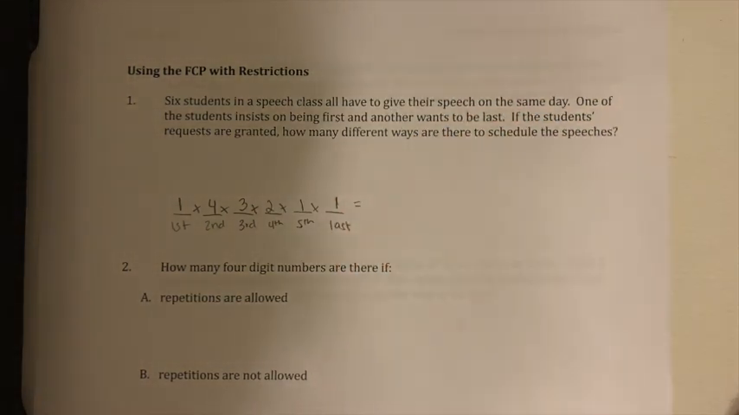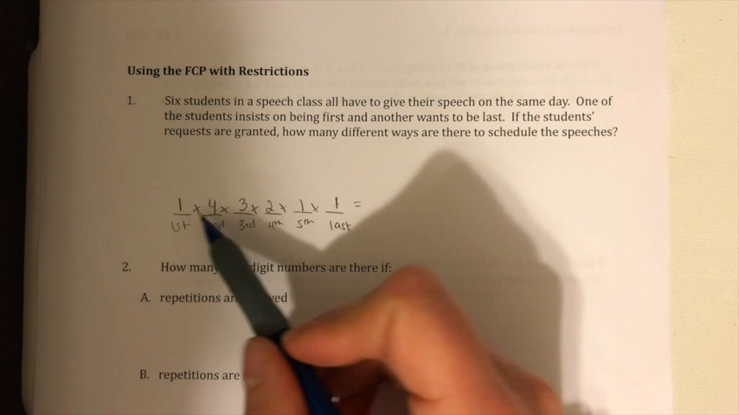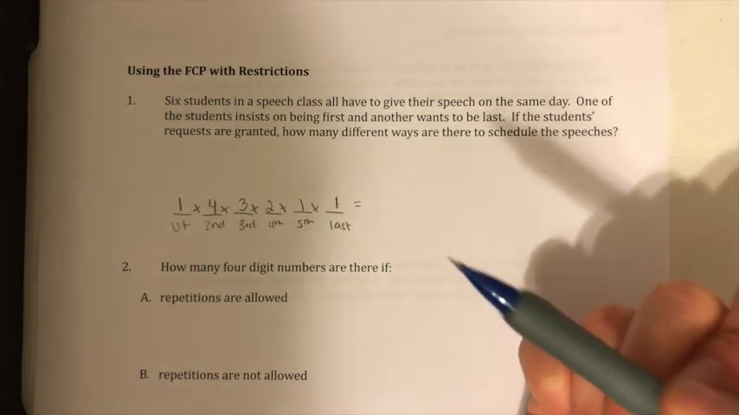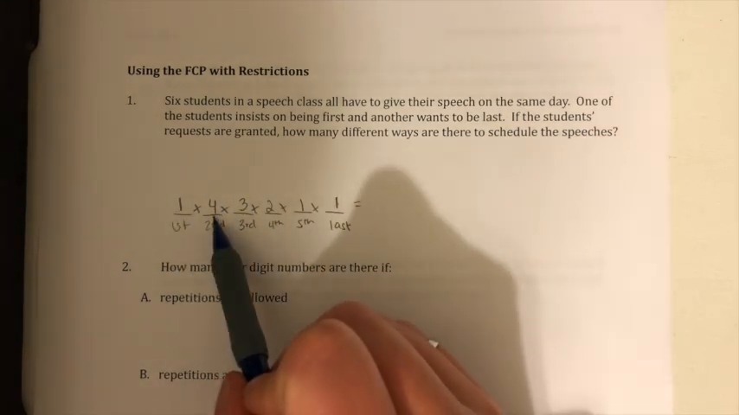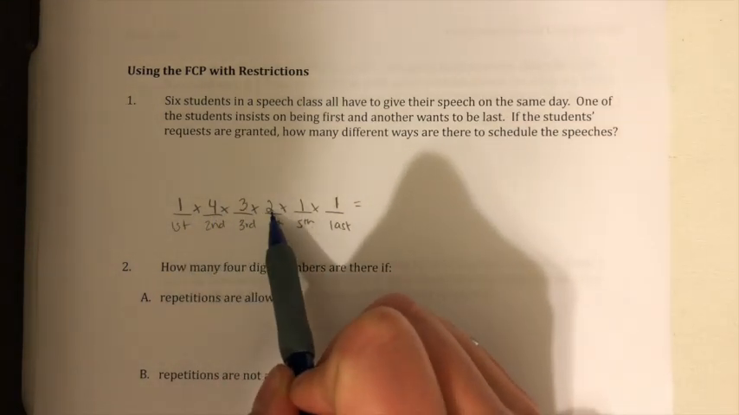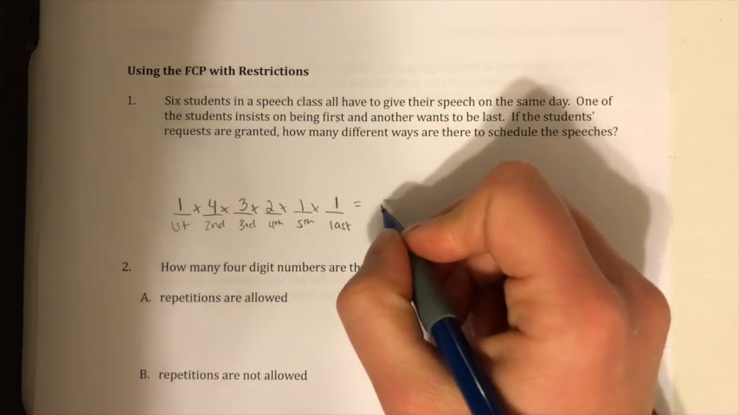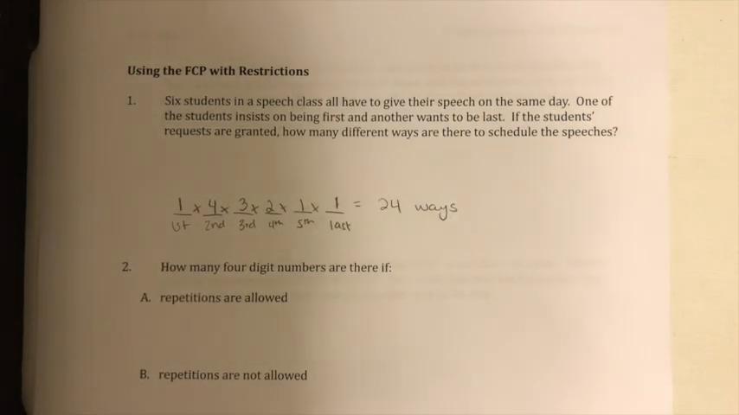last. Okay. So what this means is that there's 1 times 4 times 3 times 2 times 1 times 1 ways to arrange this. So we know 1 times 4 is 4, times 3 is 12, times 2 is 24, times 1 is 24, times 1 is 24. So there's 24 different ways for these presentations to happen.